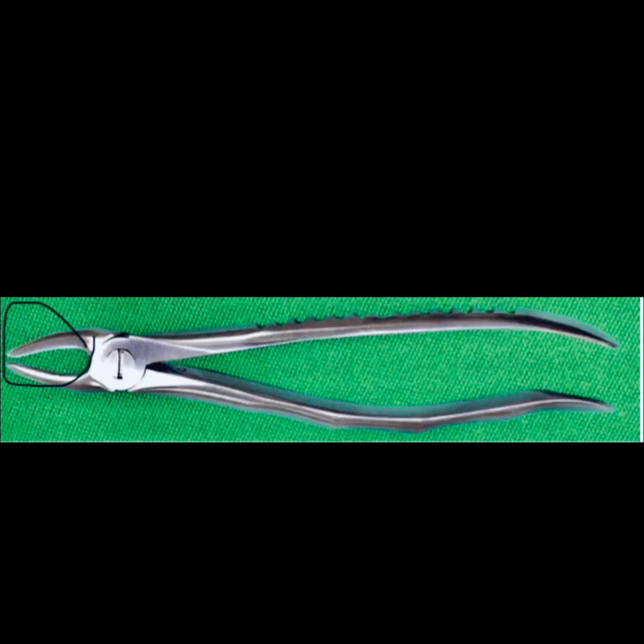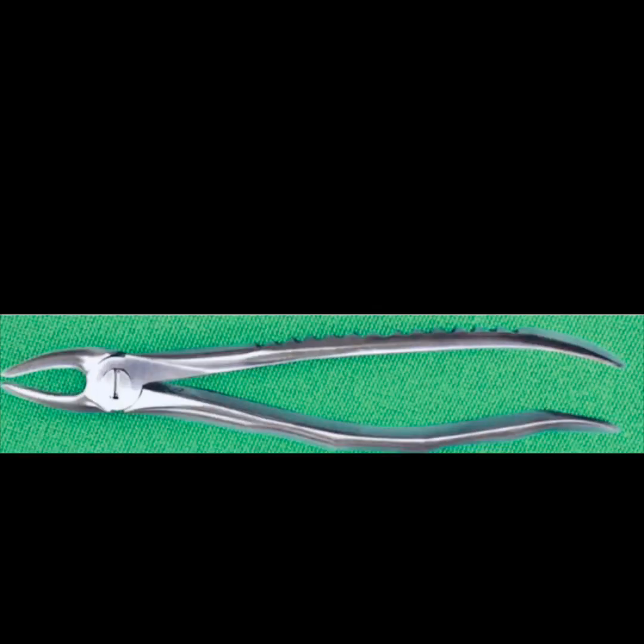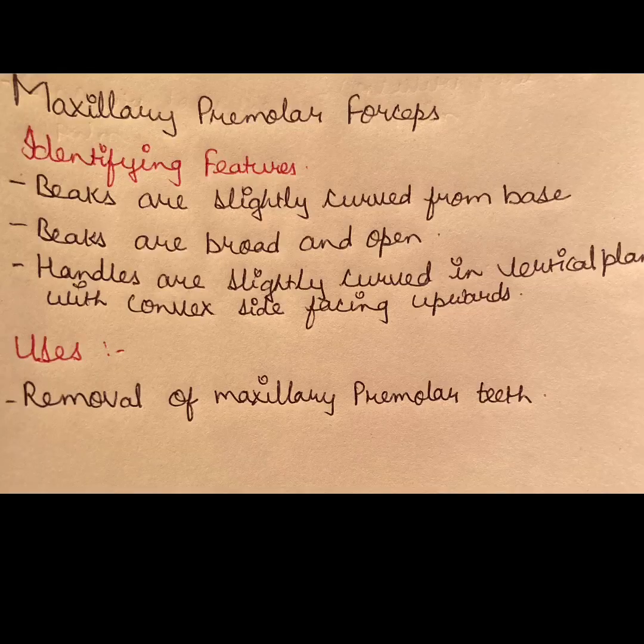You can easily appreciate the flame shaped space between both beaks, and the beaks are broad. They are in a straight line and symmetrical. Beaks are engaged in the buccal and the palatal pedial space parallel to the long axis of the tooth. Movements given are first buccal, then palatal, and then rotational movements are given.